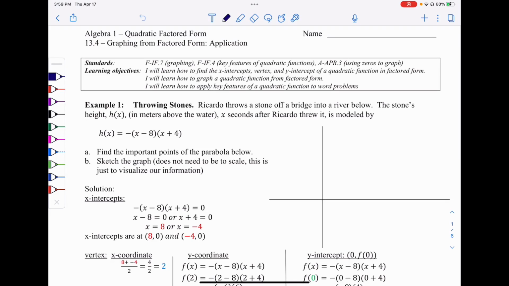Hello everybody, this is 13.4. Graphing from factored form application. Now we're going to apply what we've learned from graphing from factored form.